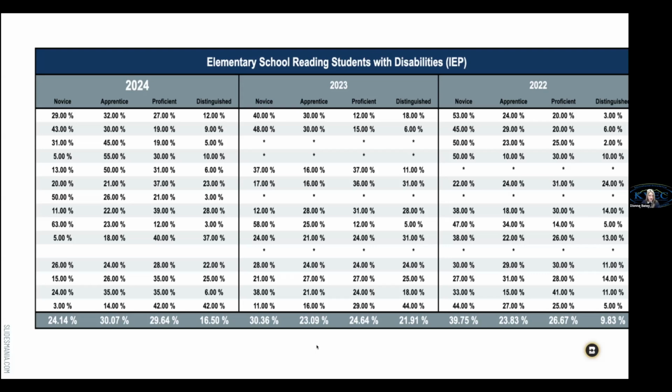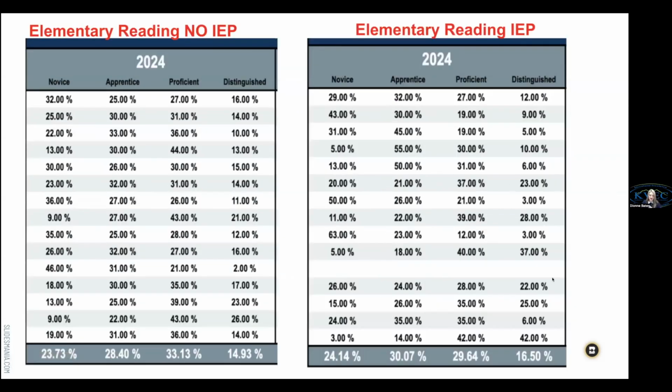This next slide I have actually has just the 2024 connected together. So if you take a look at this slide, I just pulled those 2024 scores for elementary reading for no IEP and elementary reading for those that have an IEP. And so you can kind of take a look at that. What do you notice about this data?